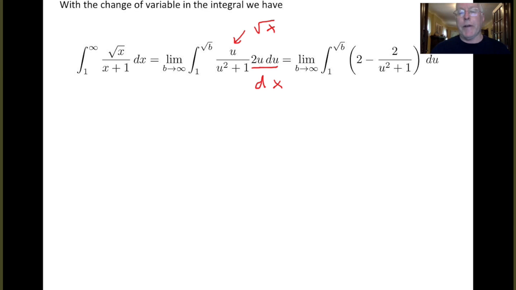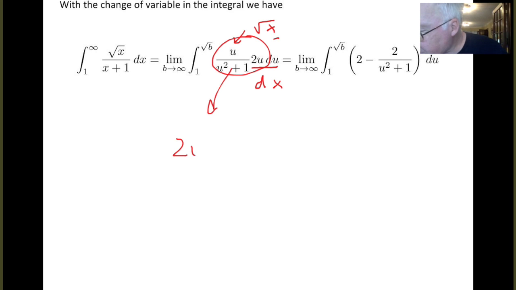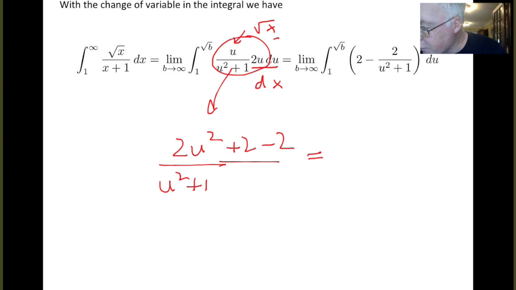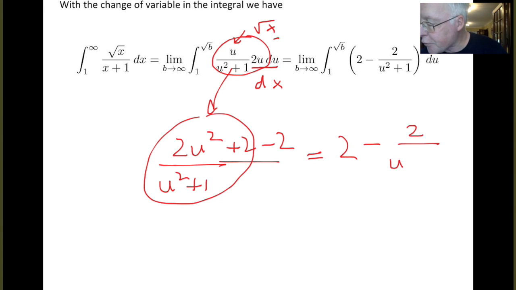To evaluate that integral, we can notice that we can rewrite this as 2 minus 2 over u squared plus 1. What we've done in this stage is we've taken this integrand, which is 2u squared over u squared plus 1, and then we've added 2 and subtracted 2. And when you split this into two fractions, this one reduces to 2 and the other becomes minus 2 over u squared plus 1. So we just did that because then we can identify this new integral as just the sum of two very easy things to antidifferentiate.